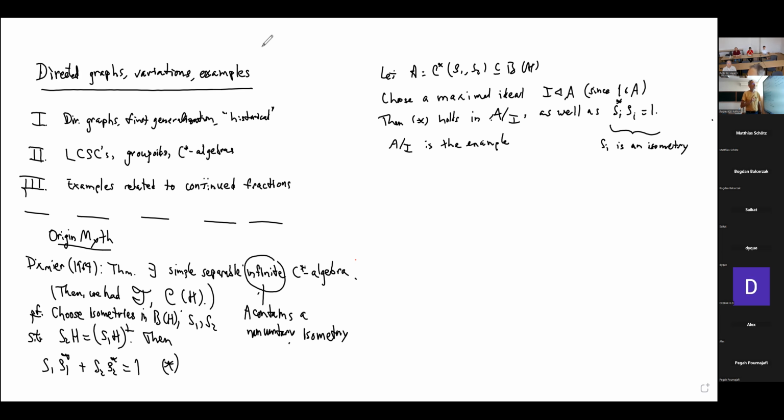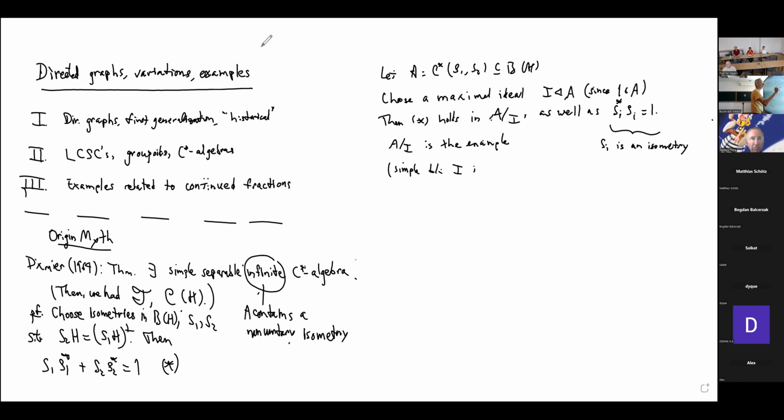And may I ask how the maximality of I implies that? No. The fact is that maximality of I implies that this is simple. I did not write that either. Thank you for keeping me on track. So it's simple because I is maximal. That's the point of the maximality, to get simplicity.